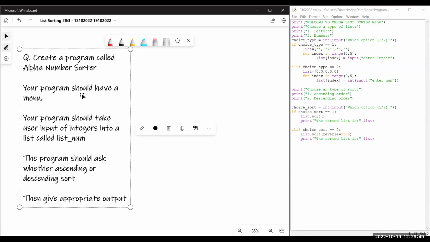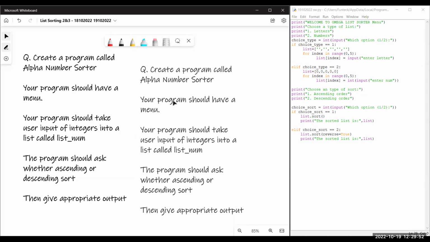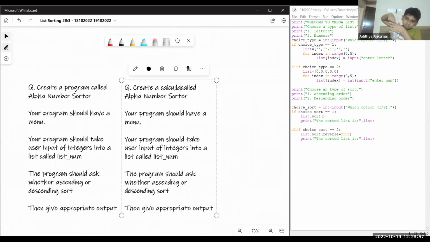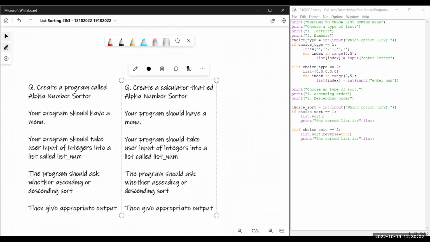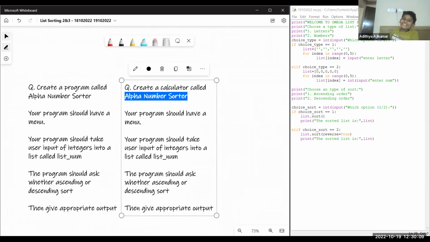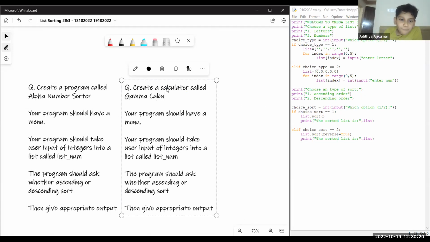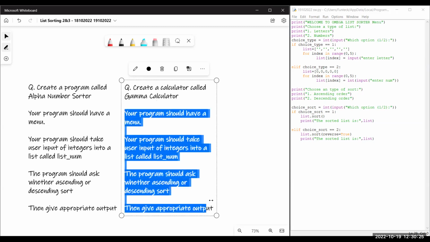Fine. Now another program, let's say you have is create a calculator. Let's say create a calculator called... Nah, you're not going to make me use functions. Come on. Gamma calculator. Nah. Call it Garaga. Garaga. And what do we do after this?